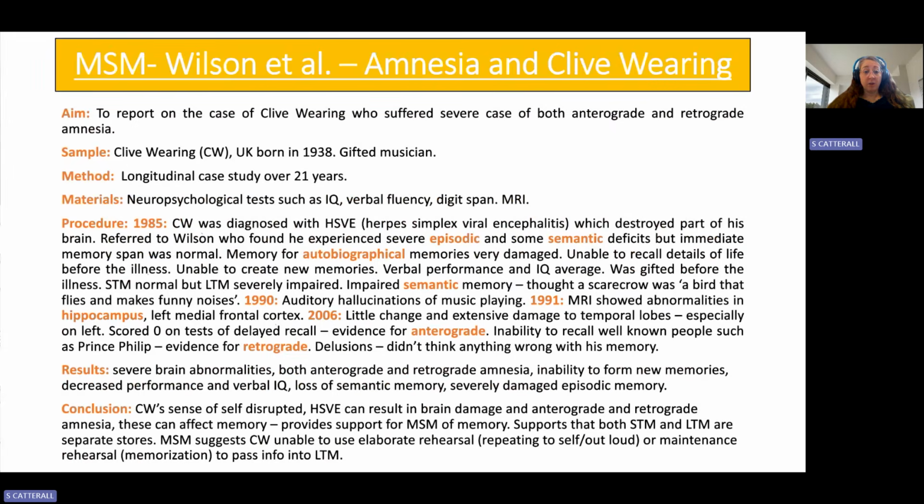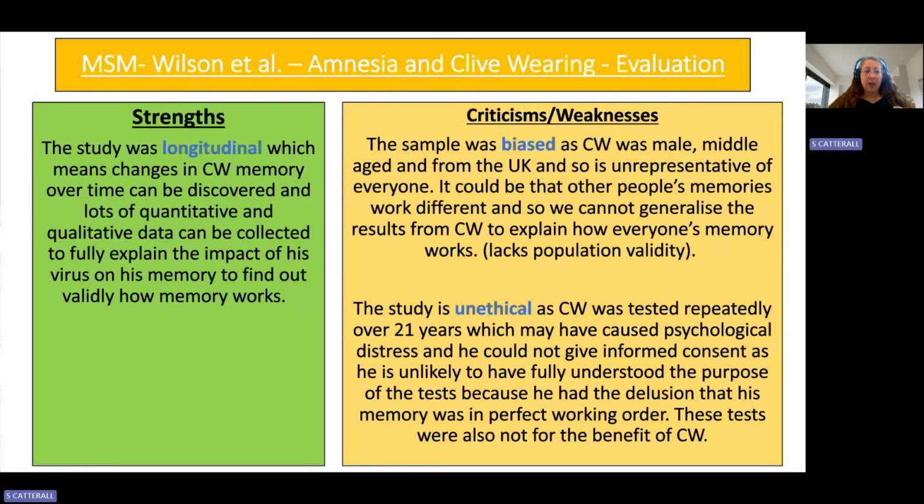And so the suggestion is that memory clearly has separate stores: a short-term memory and a long-term memory. Also that long-term memory has separate stores. So the multi-store model is probably not that good. So we can use Clive Waring as evidence for the criticism of the multi-store model. Some strengths of Clive Waring's study are that it's longitudinal, we can follow him over time, and you can get lots of qualitative data and quantitative data, so the scores from the IQ test and the digit span and things like that, and really find out a valid way of how memory works.